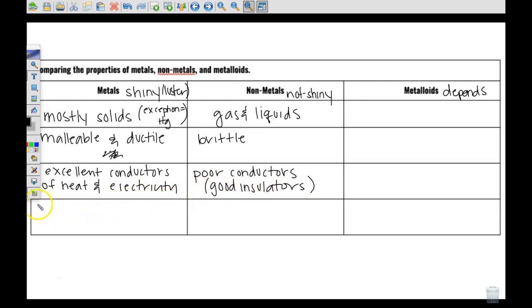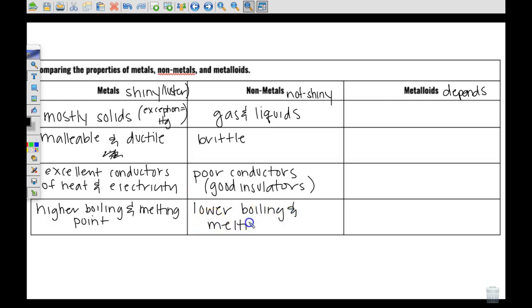Metals also typically have a higher boiling and melting point. Which makes sense that the higher the temperature needed to boil or melt this object, that's why it's a solid. While nonmetals typically have lower boiling and melting points. Which makes sense because at a lower temperature they'll go from a solid to a liquid, that they would be liquids more often than not, and then they would become gases as well because of their low boiling point.